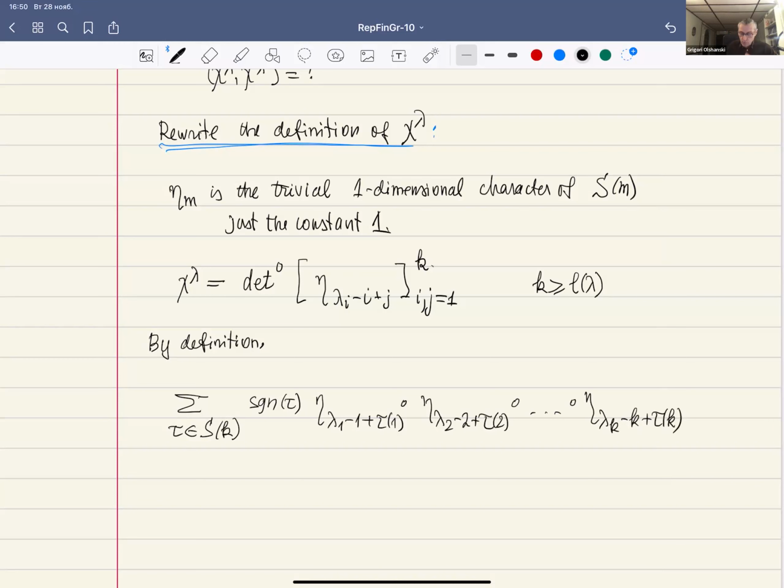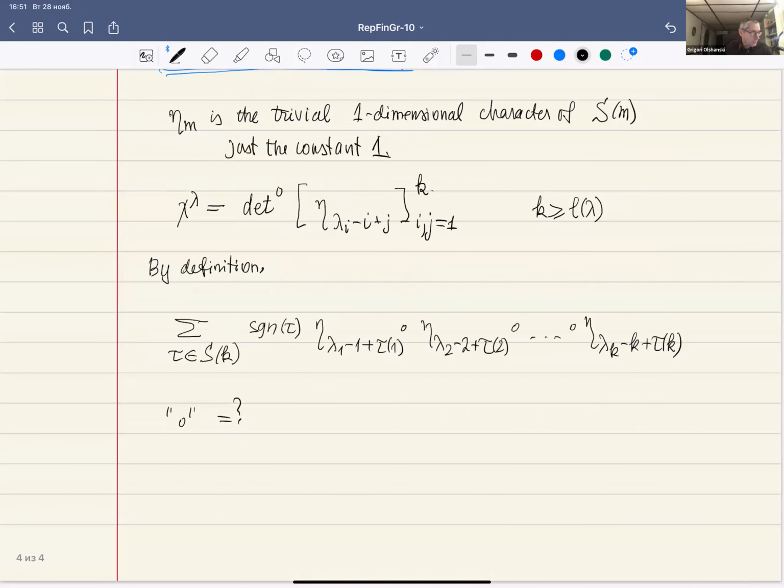So what does this product mean? This is the meaning I recall. It is as follows. This is just induction from Young subgroups.